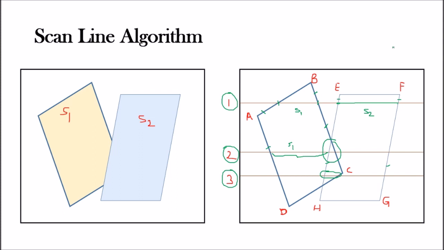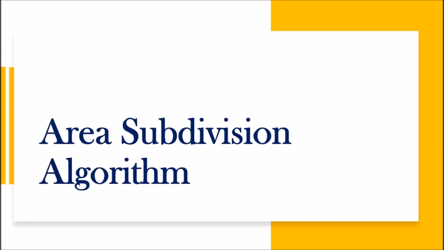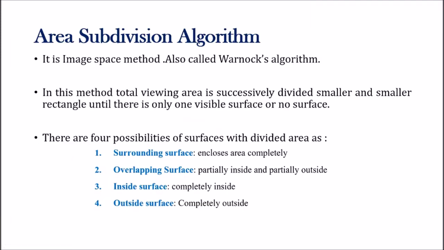Now the next algorithm for finding the hidden surfaces is the area subdivision algorithm. This algorithm is also known as Warnock's algorithm. Here you can see the area subdivision algorithm. It is an image space method based algorithm. It is also called Warnock's algorithm.